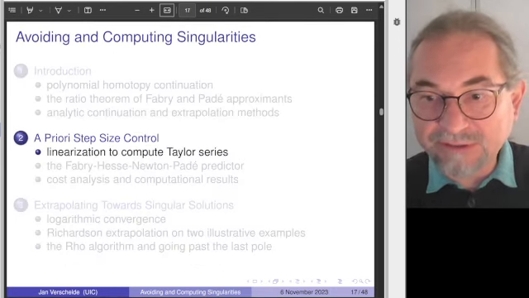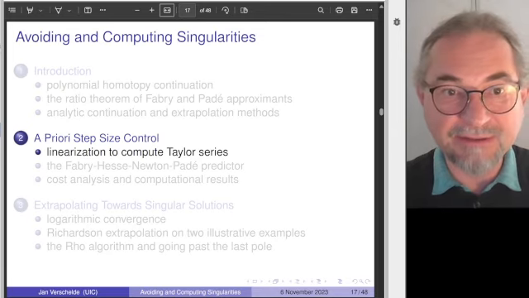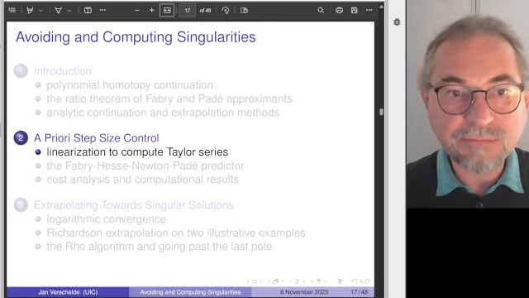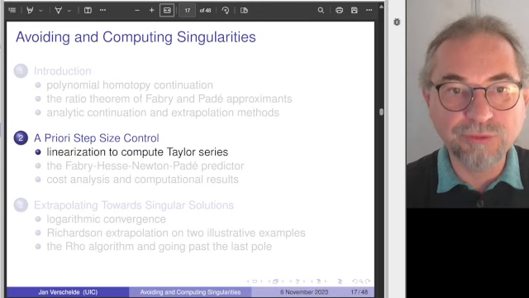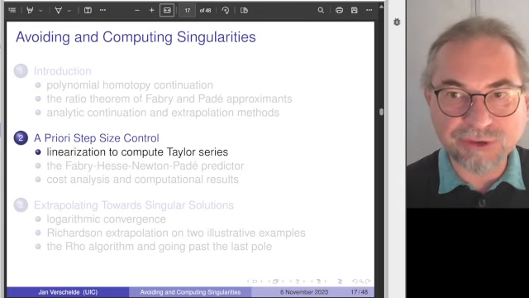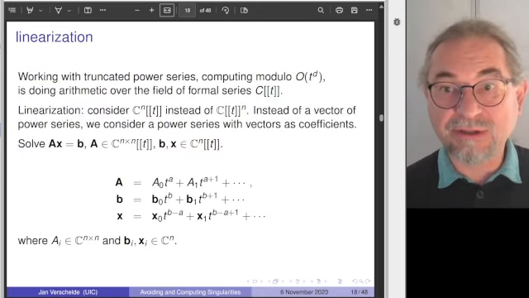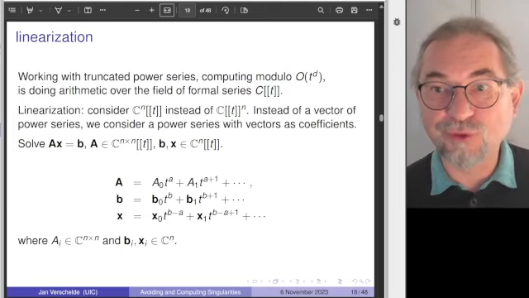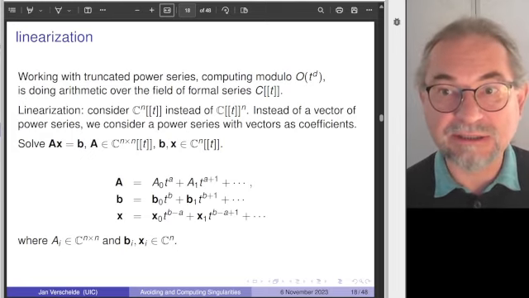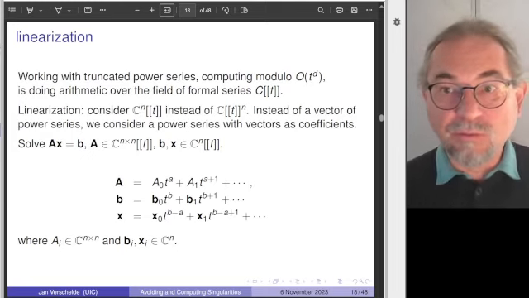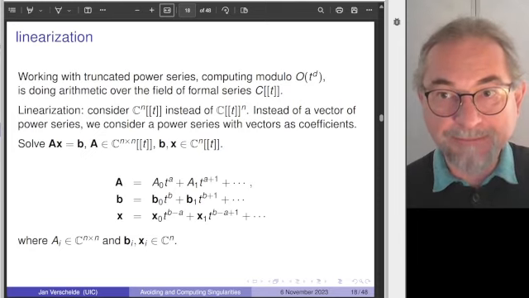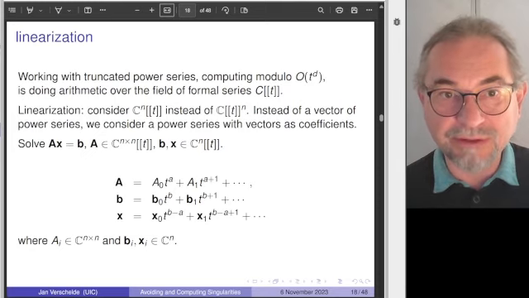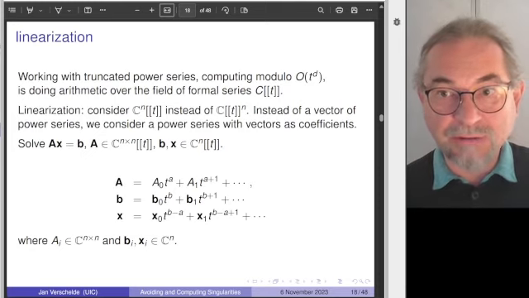Okay, so that was the beginning, the introduction. Let me now go to the a priori step size control. And how do we actually compute those coefficients of the Taylor series? Now we have a homotopy, and we can apply Newton's method. We can do Newton's method on power series.